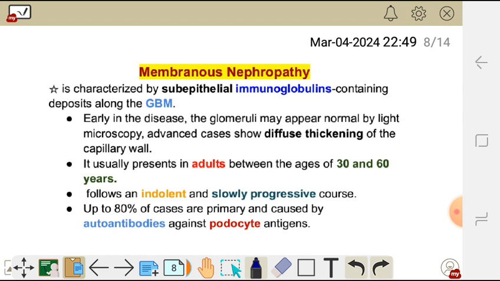Okay, and this kind of condition is mostly found in adults between the ages of 30 to 60 years. Okay, and it follows an indolent and slowly progressive course. So it follows a silent and very slow progressive course.